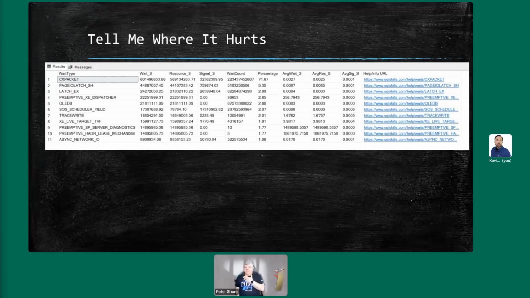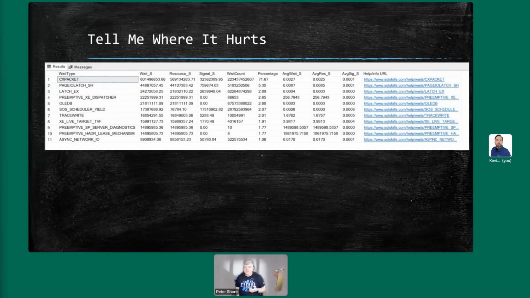So this is a system that I have worked on before. And you can see the waits, and you can see the total wait time, the resource wait, the signal wait. Now, I should note the DMV wait stats only stores the total wait time and the signal wait time. Signal is the time that's sitting on that runnable queue because it has been signaled to move from the waiter list to the runnable queue.